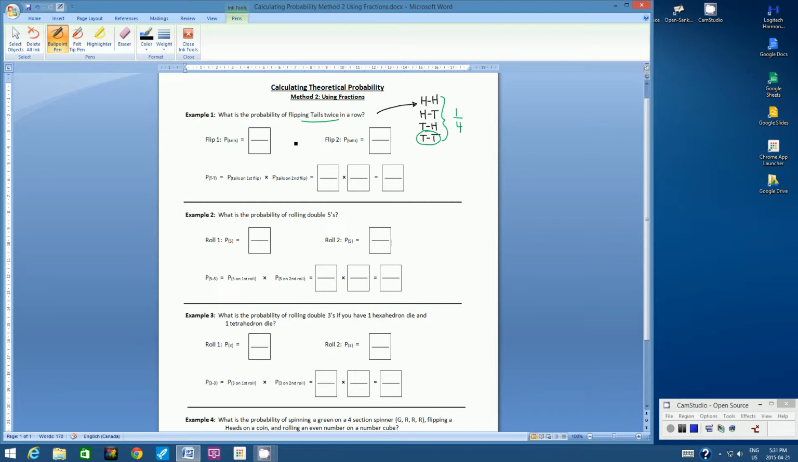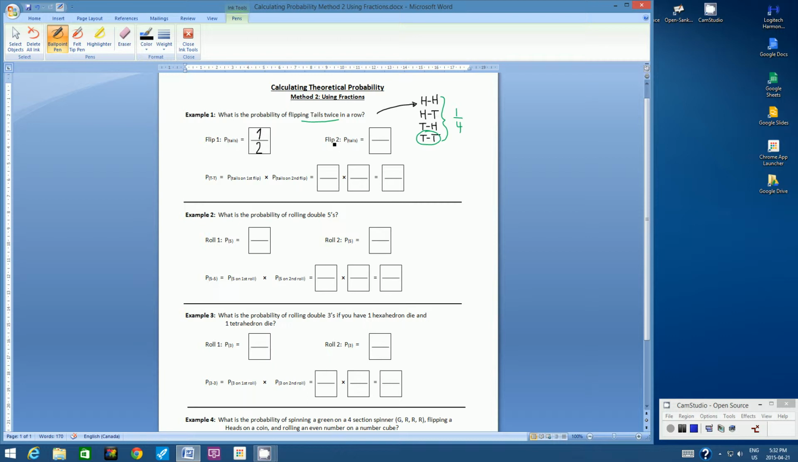So we divide the question up into 2 separate parts. In our first flip of the coin, let's calculate the probability of getting tails. When we flip a coin, there's only 2 possible outcomes, heads or tails. So we have a denominator of 2 possible outcomes. And how many times would tails appear? 1 time out of 2. The probability of tails is 1 over 2.